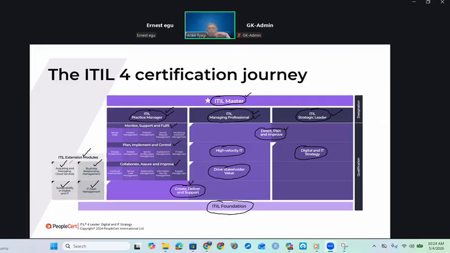certification. Now, these certifications, these extension modules are not offering you any designation as such, right? So they are just the certifications for specific domain. Whereas when it comes to the designation part, Practice Manager, Managing Professional, Strategic Leader, ITIL Master, these are the designations. Clear?